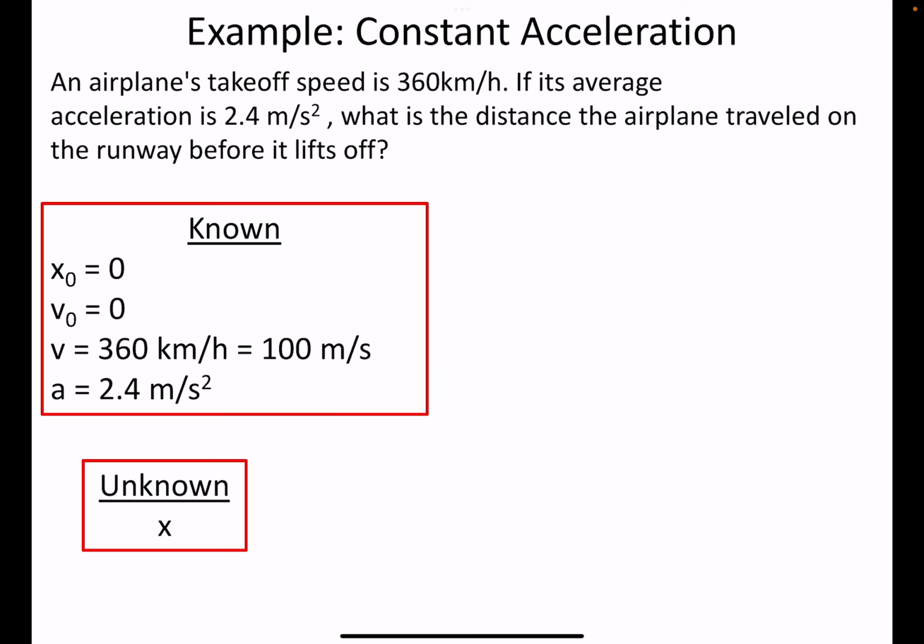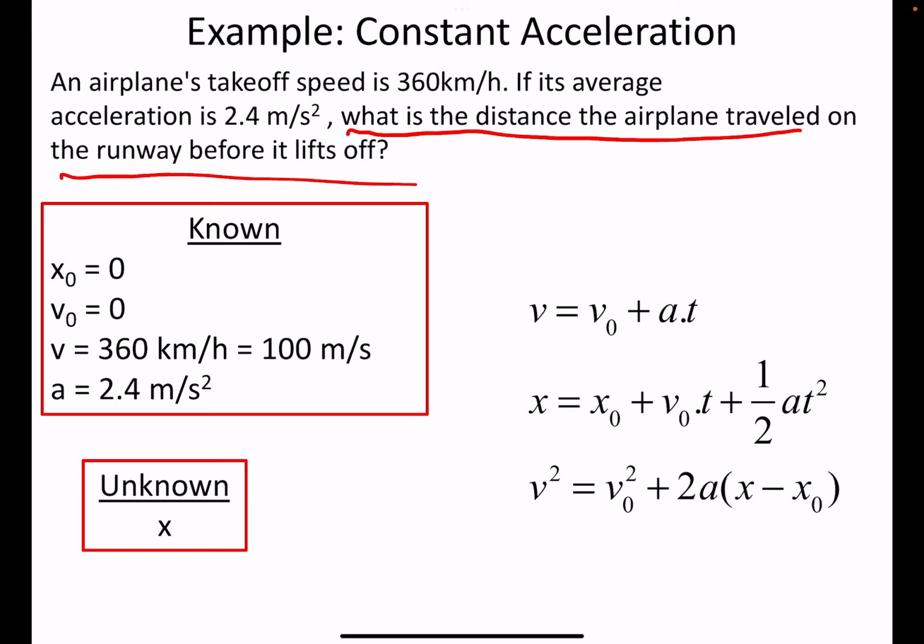Now this problem asks what is the distance the airplane travels on the runway before it takes off. So we have the same known quantities: initial position, initial velocity, final velocity, acceleration. We want to find out the displacement.